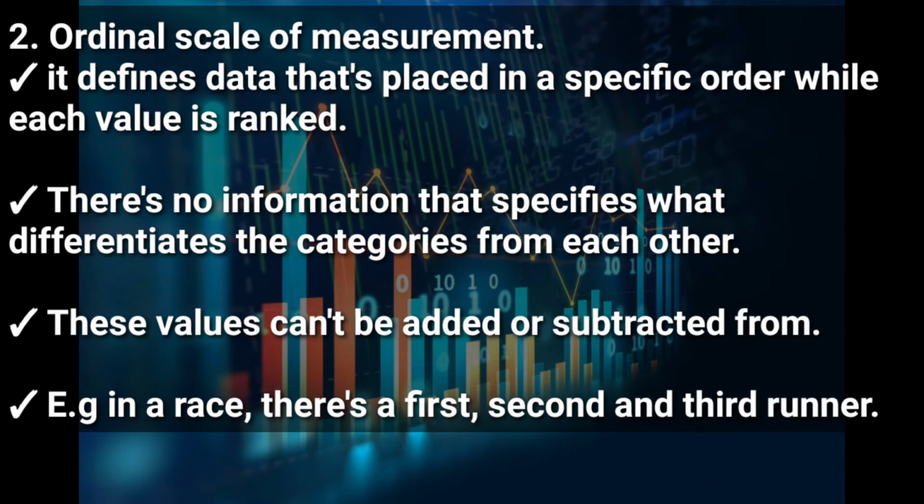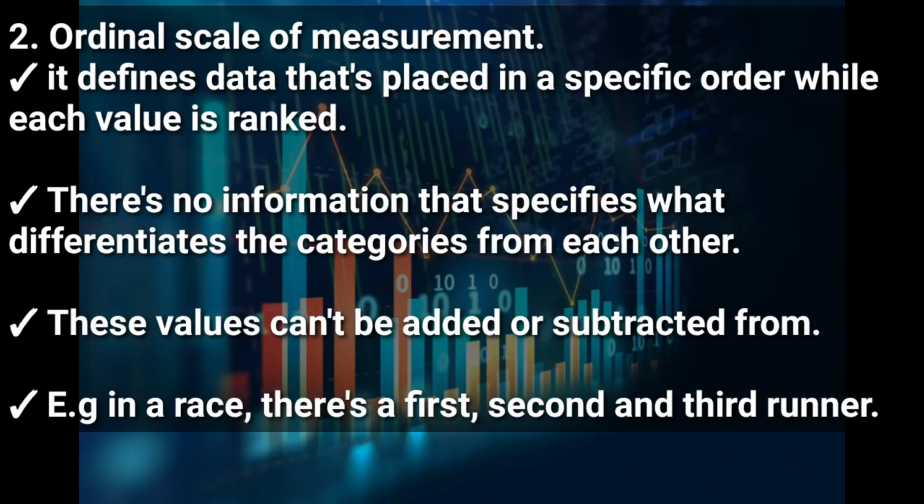Then the second scale of measurement is called ordinal scale of measurement. This one defines data that is placed in a specific order while each value is ranked. So ordinal scale of measurement has ranks and data is placed in order. For nominal scale, the data is not in order, but for ordinal, the word ordinal comes from the word order. So it has order and each value is ranked. There is no information that specifies what differentiates the categories from each other. These values can't be added or subtracted.